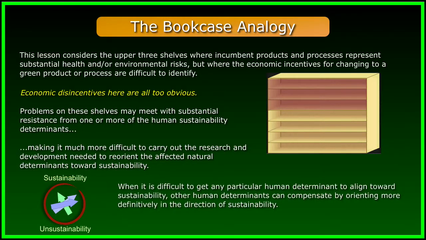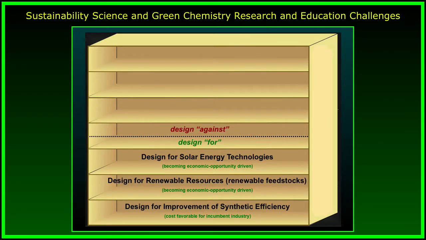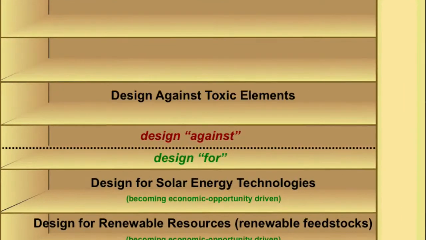When it is difficult to get any particular human determinant to align towards sustainability, other human determinants can compensate by orienting all the more definitively in the direction of sustainability. The importance of education as a flexible human determinant is obvious in this analogy. So now let us examine the fourth shelf coming up from the bottom on our bookcase, design against toxic elements.